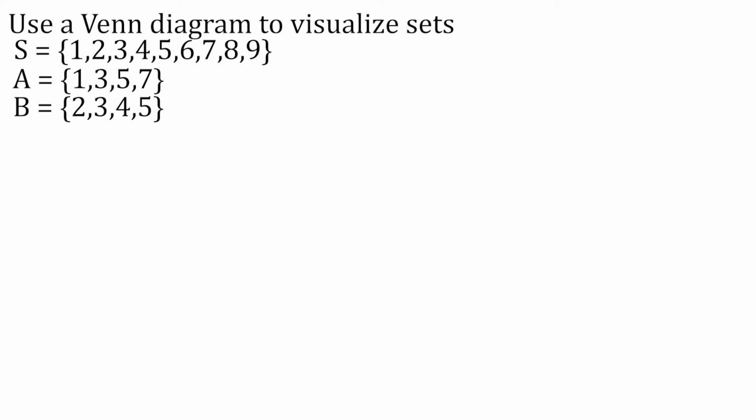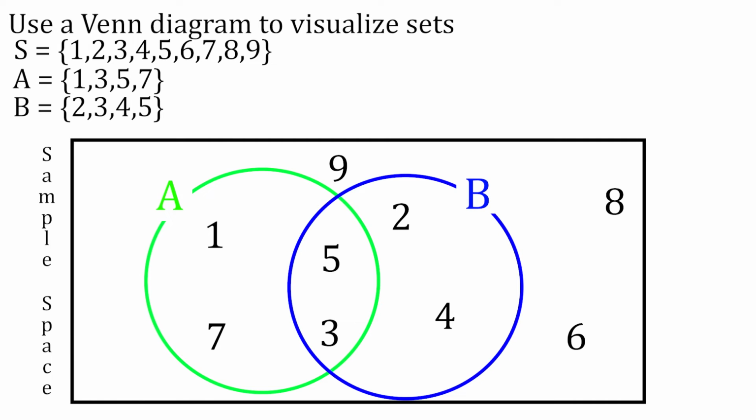Let's define sets: S to be 1 through 9, A is {1, 3, 5, 7}, and B is {2, 3, 4, 5}. To make a Venn diagram, draw circles and a box. The box is just all of the possible outcomes. In this case, the box is the set S. Imagine if we rolled a 9-sided die, all of the numbers that we could roll would be the numbers 1 through 9, so 1 through 9 is the set of possible outcomes. The circles are labeled, and inside of them are the elements of the corresponding sets. There is some overlap in the sets. Notice that 5 and 3 are in both A and B.